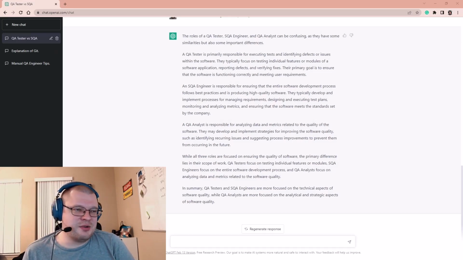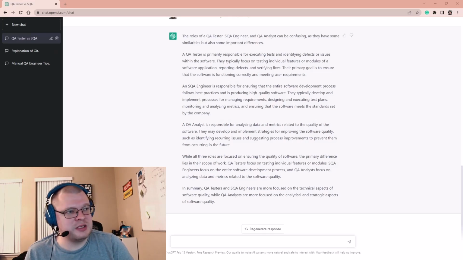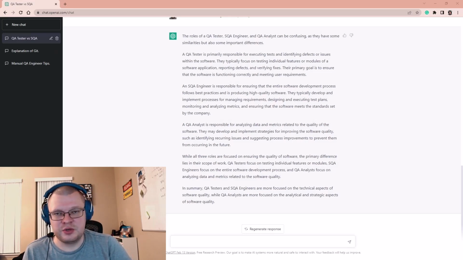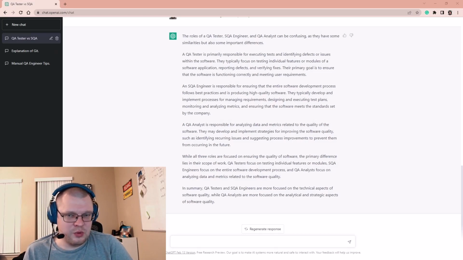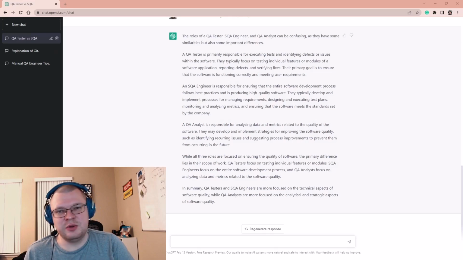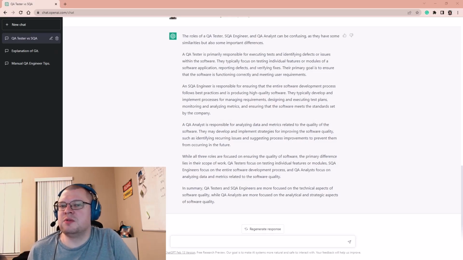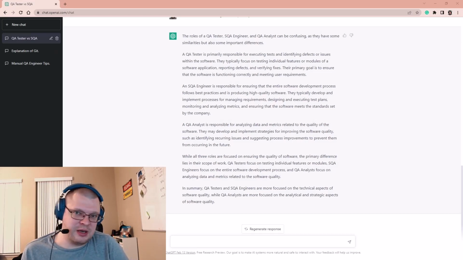And then there's a description for QA analyst. A QA analyst is responsible for analyzing data and metrics related to the quality of the software. They may develop and implement strategies for improving the software quality, such as identifying recurrent issues and suggesting process improvements to prevent them from occurring in the future. So for the analyst position, you're more into data analysis, right? Looking into the data. I guess when you have metrics and compare different releases against your competitors, you can get some ideas on how to improve your metrics and so on.